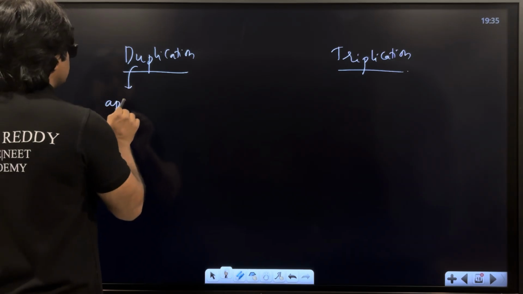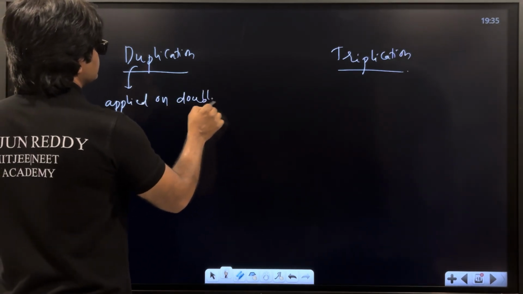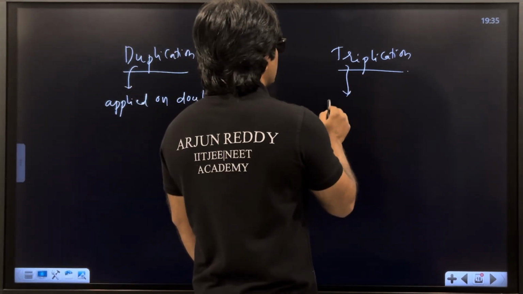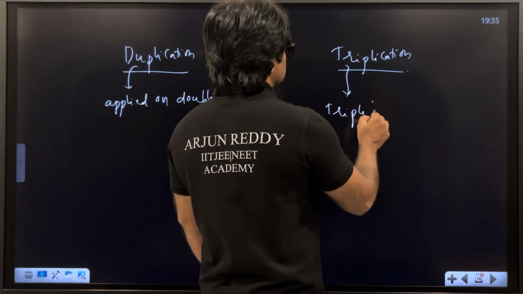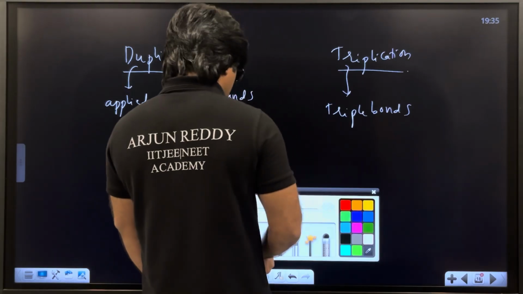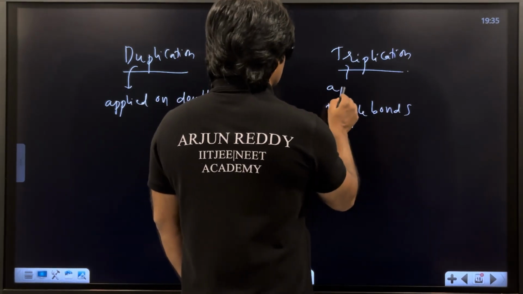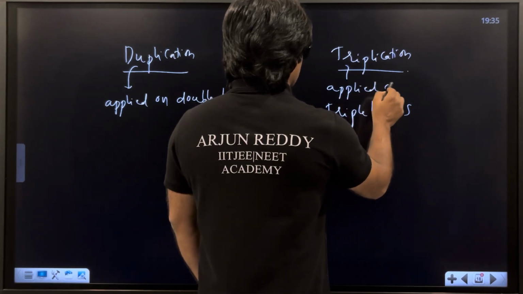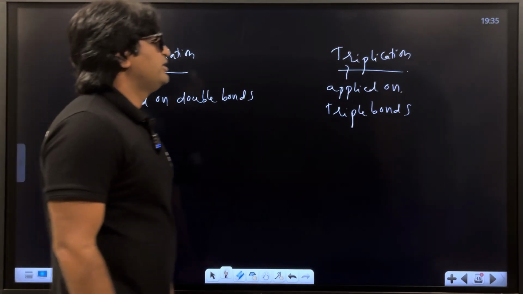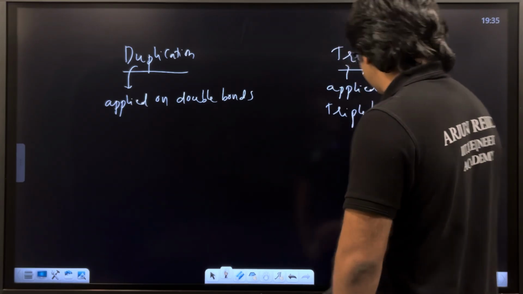Duplication is applied on double bonds. Triplication is applied on triple bonds. Okay, duplication is applied on double bonds and triplication is applied on triple bonds. Very easy to apply duplication and triplication.